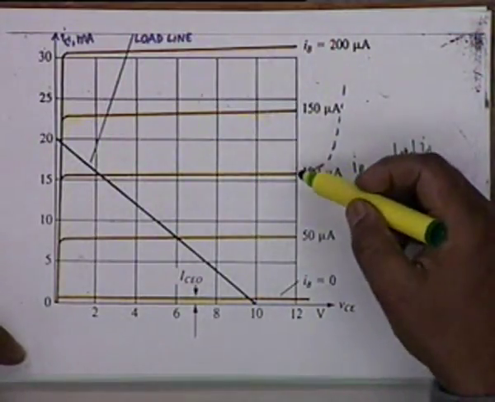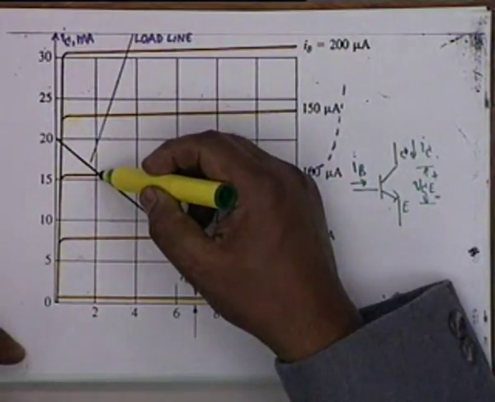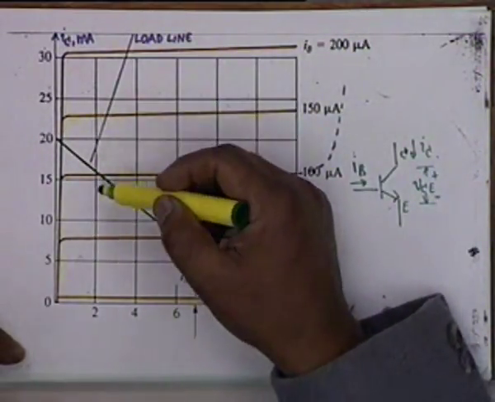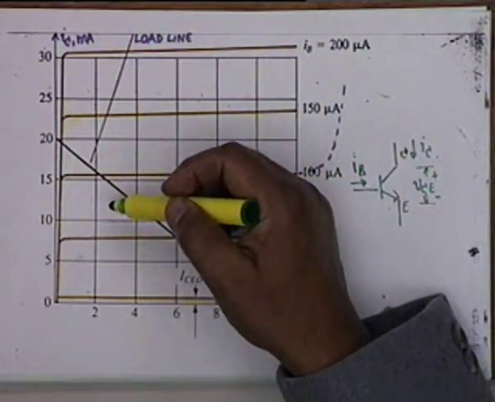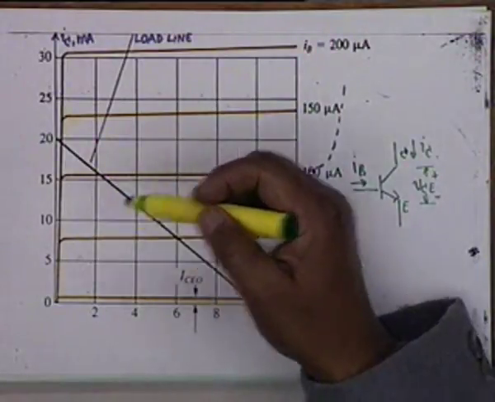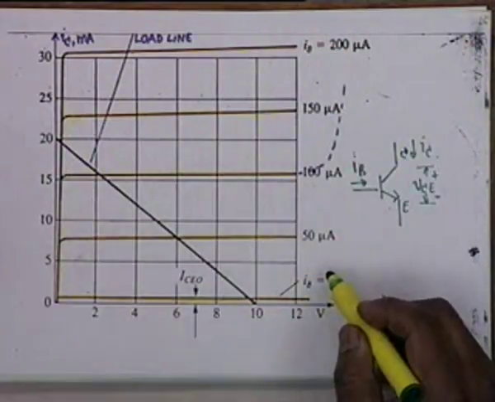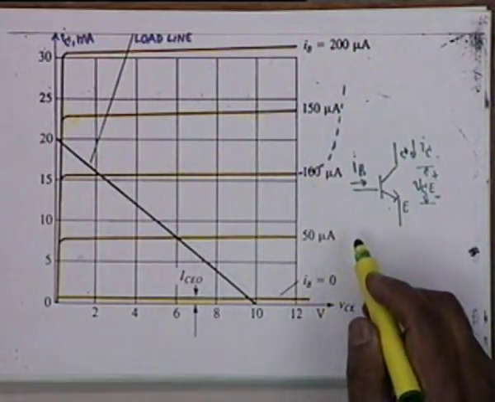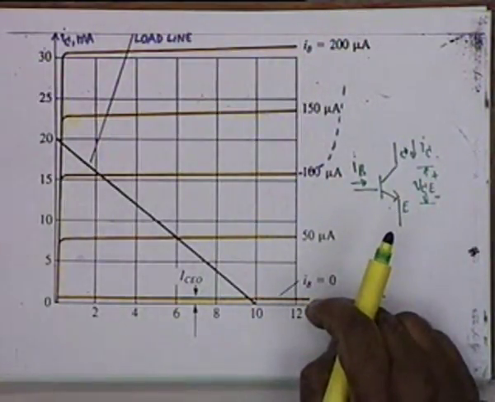For example, if my operating point is somewhere here, and I increase IB by 50 microampere and I decrease IB by 50 microampere, it is the same change in the collector current, which means that there is a linear amplification. Now there are several things to be noticed, namely that if there is no injection at the base, if the base current is 0, then the collector current is approximately equal to 0, because it is the base current which controls the collector current.